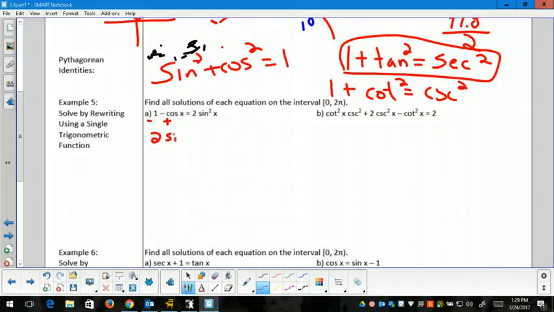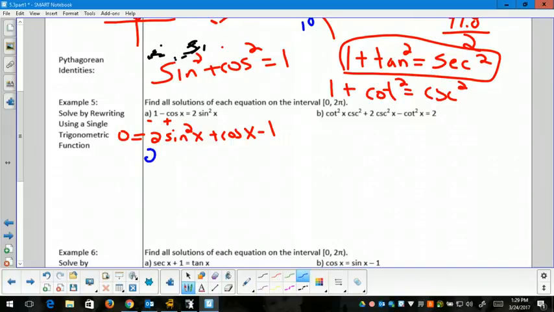I've got 2 sine squared x plus cosine x minus 1 equals 0. I can't factor that. I can't factor out a sine or a cosine and get it to one trig function, or even get each factor having its own thing. But I can rewrite it using the trig identities, in this case the Pythagorean identities.